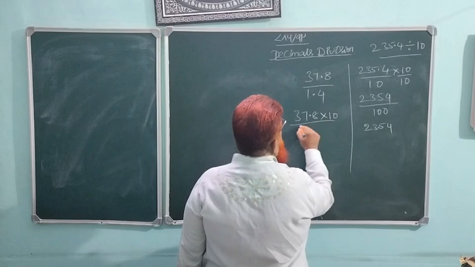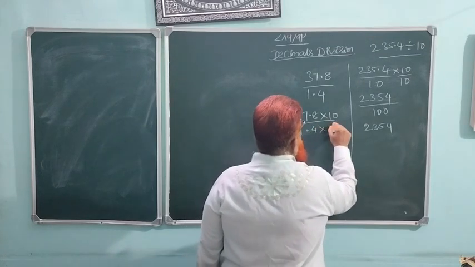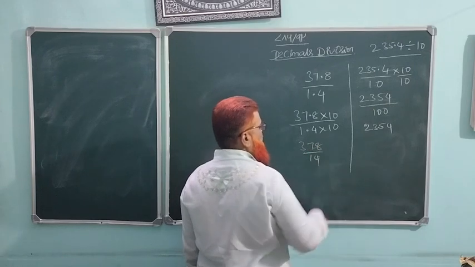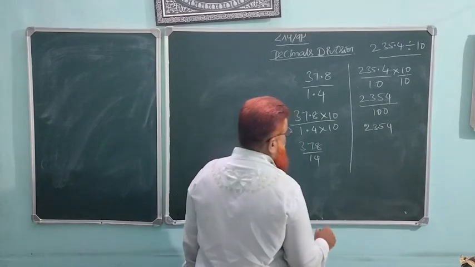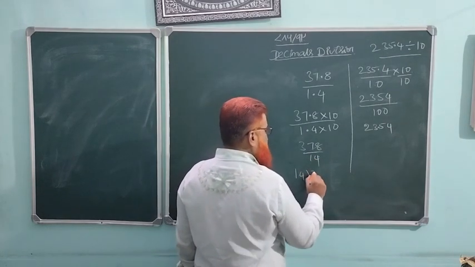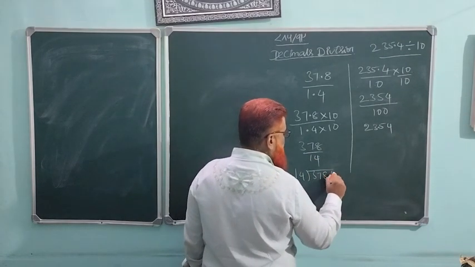37.8 into 10 by 1.4 into 10. So it is converted into the whole number 378 by 14. See that one, what is the answer? This one, 14 divides 378.